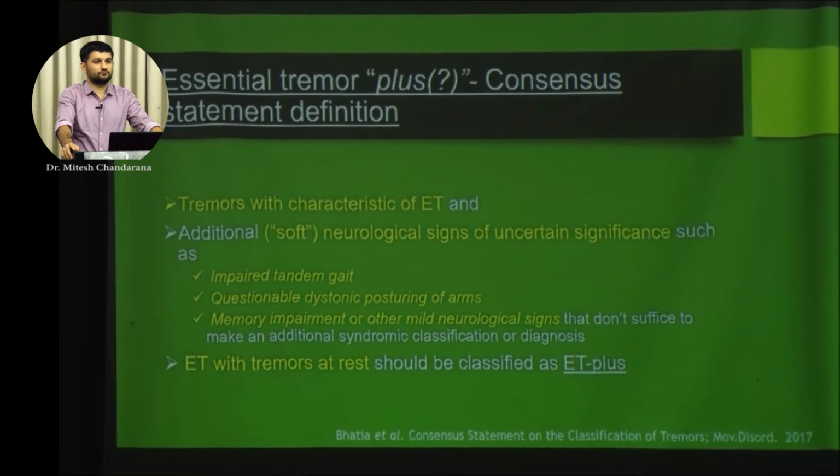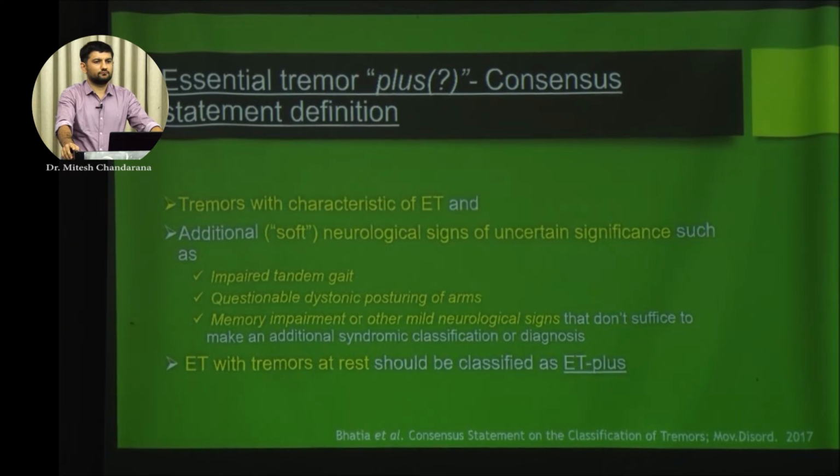No sir, ET is characteristic for upper limb tremors. Today the patient is plus one, followed for 5 years. If we keep it as ET plus, that debate will come, sir: whether we should keep it as ET only or ET plus.